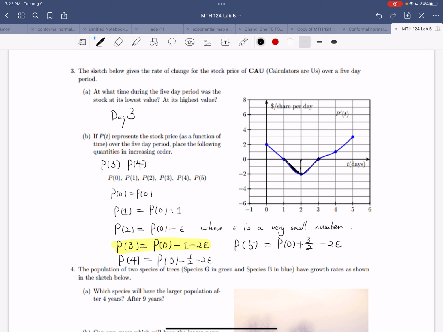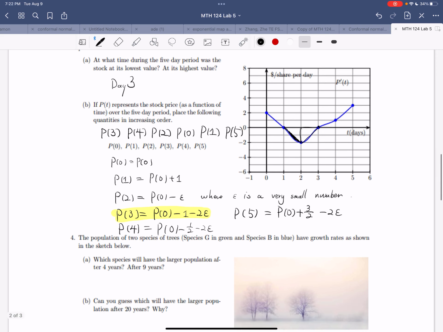P4 is P0 minus 1/2 minus 2 epsilon. And then P2, right? And then P0. And then P1. And then P5. That's in increasing order. So that's this question, okay?